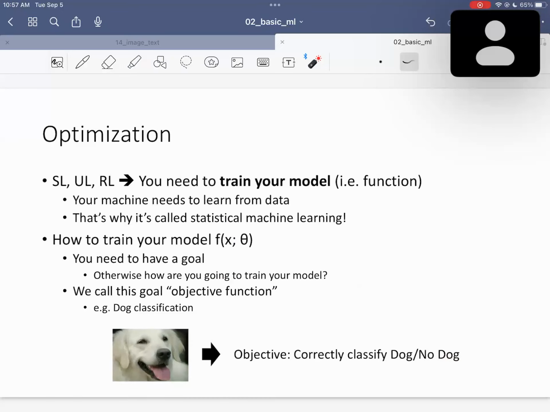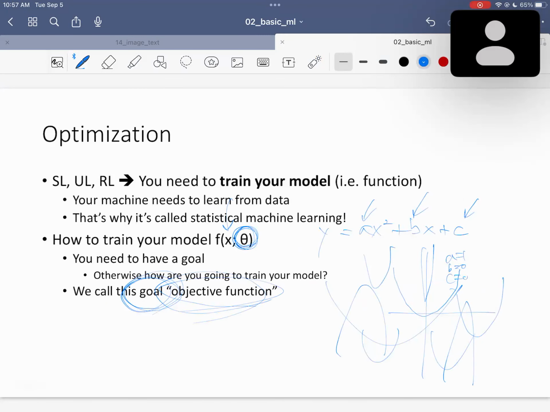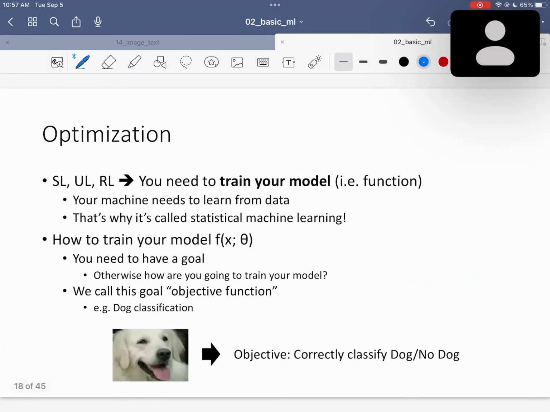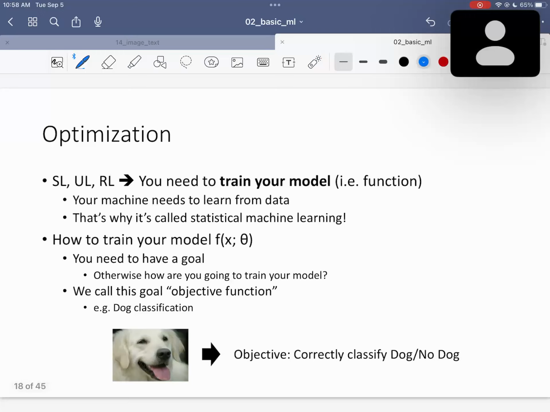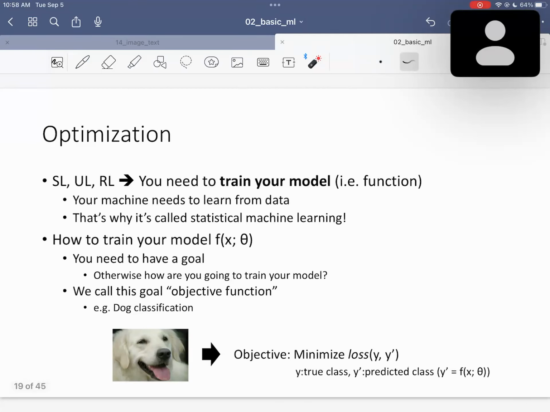So out of all the ABCs, I forgot to mention that typically the range for your parameters is negative infinity to positive infinity, right? A could be anywhere in this range. So A is any real variable, right? And that also goes for B and C as well. So there are infinite possibilities in choosing your coefficients, and you want the ones that correctly classify dog or no dog. So this is just plain words, right?